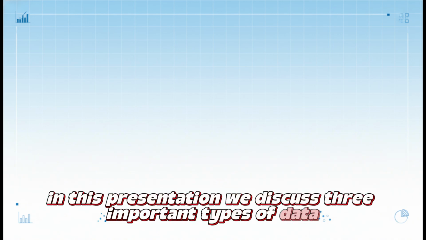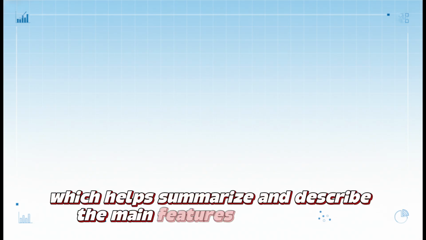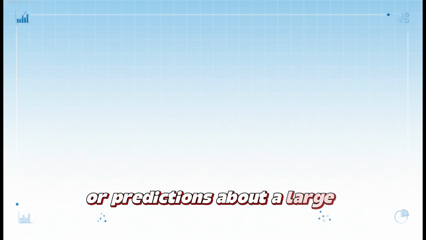Conclusion. To conclude, understanding different types of data is essential for analyzing information correctly. In this presentation, we discussed three important types of data. First, descriptive data, which helps summarize and describe the main features of a dataset. Second, inferential data, which allows researchers to make conclusions or predictions about a large population based on a sample. And third, categorical data, which organizes information into groups or categories rather than numerical measurements.